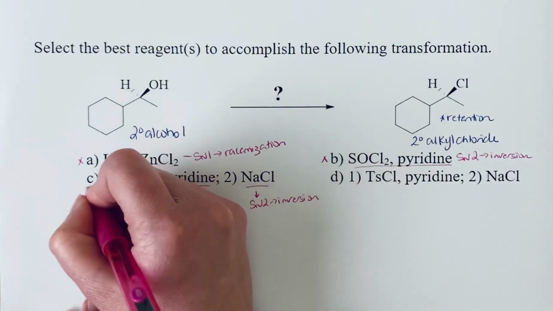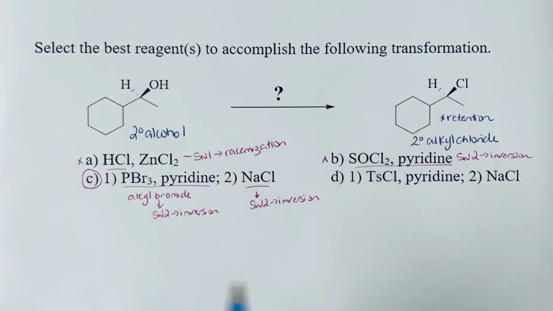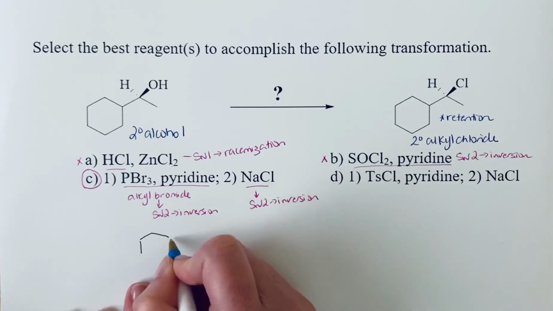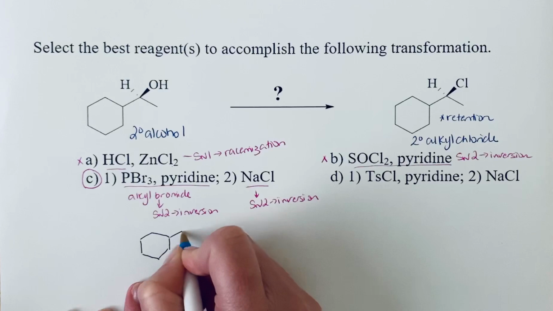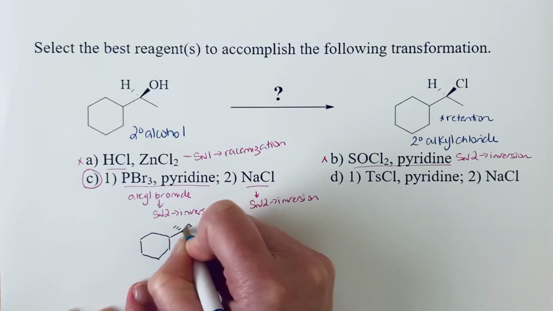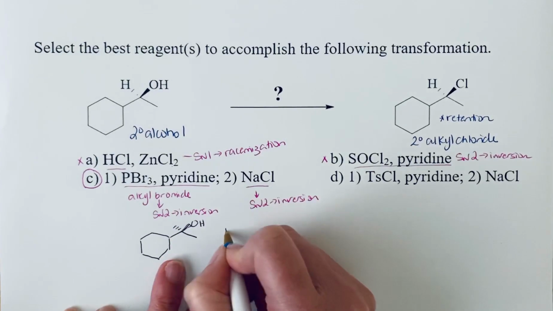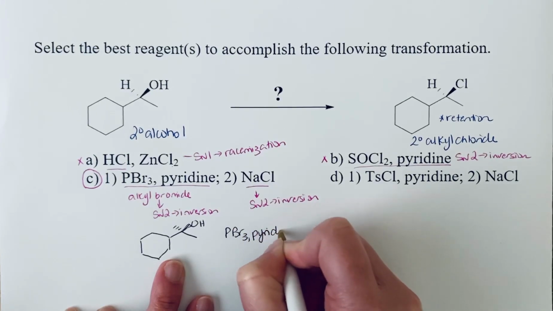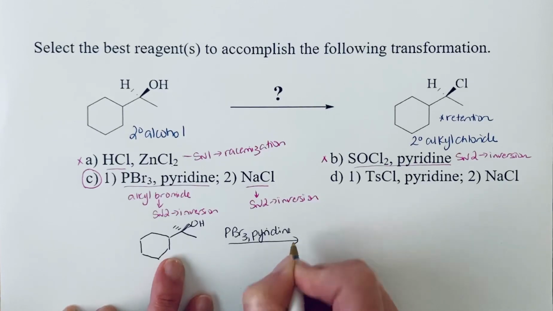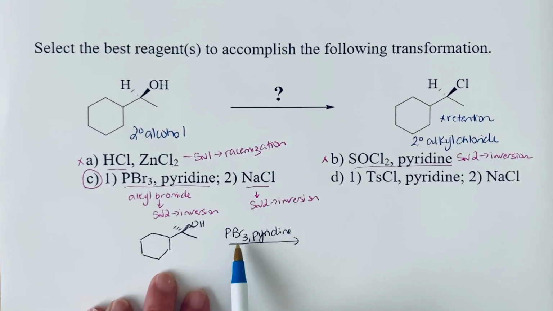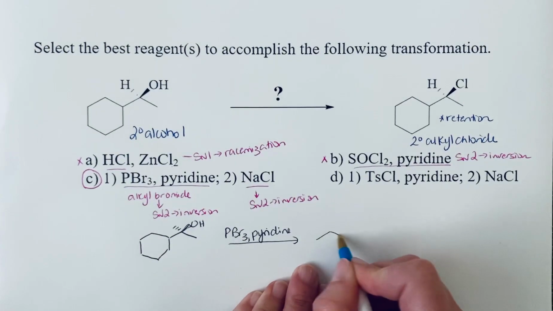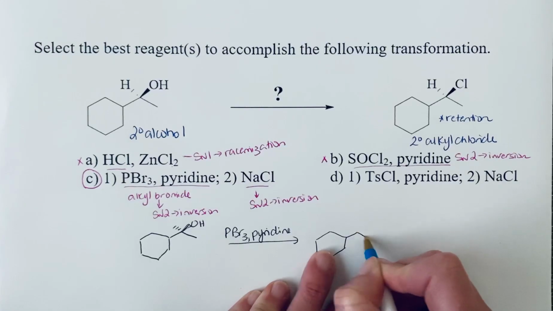So this looks like the right answer, and let's draw through these reaction products so we can follow the stereochemistry. So here is the secondary alcohol that we start with. And if we treat this with PBr3 and pyridine, I'm not going to draw the mechanism this time. I'm just going to draw the overall result. The overall result would be that the bromine would be attached to the opposite side of where the alcohol was. So that means that we would have this.